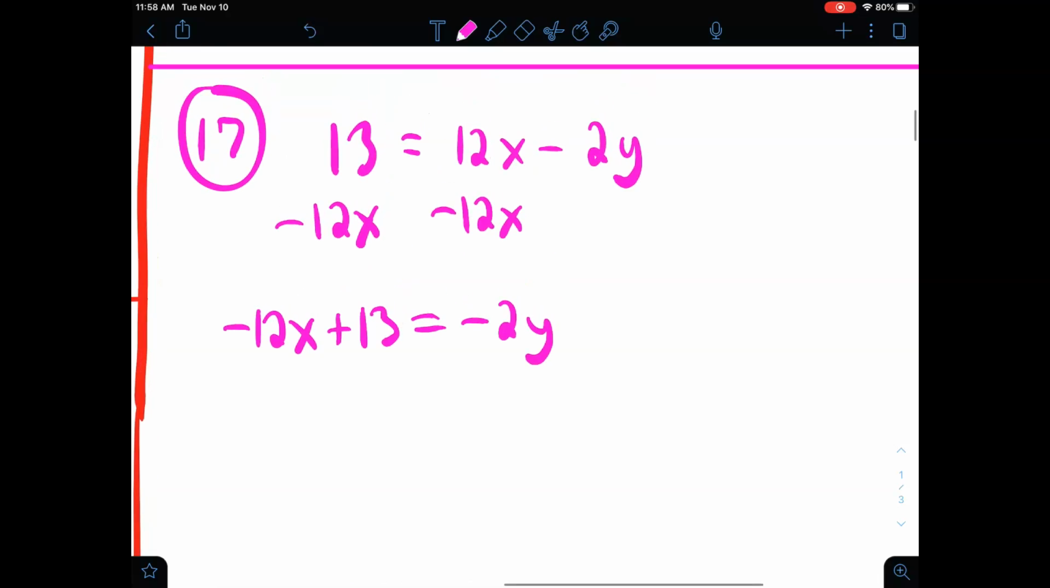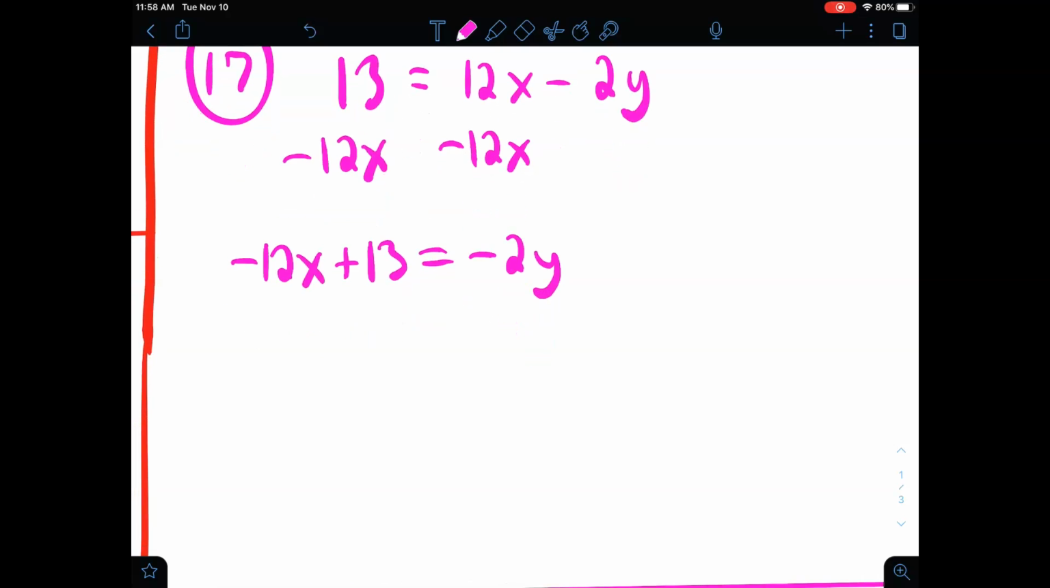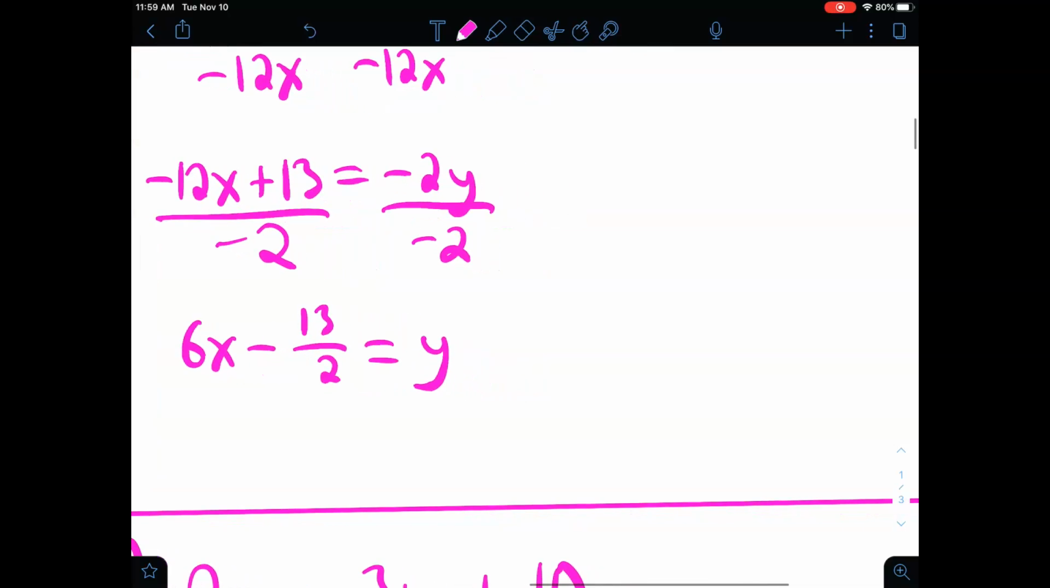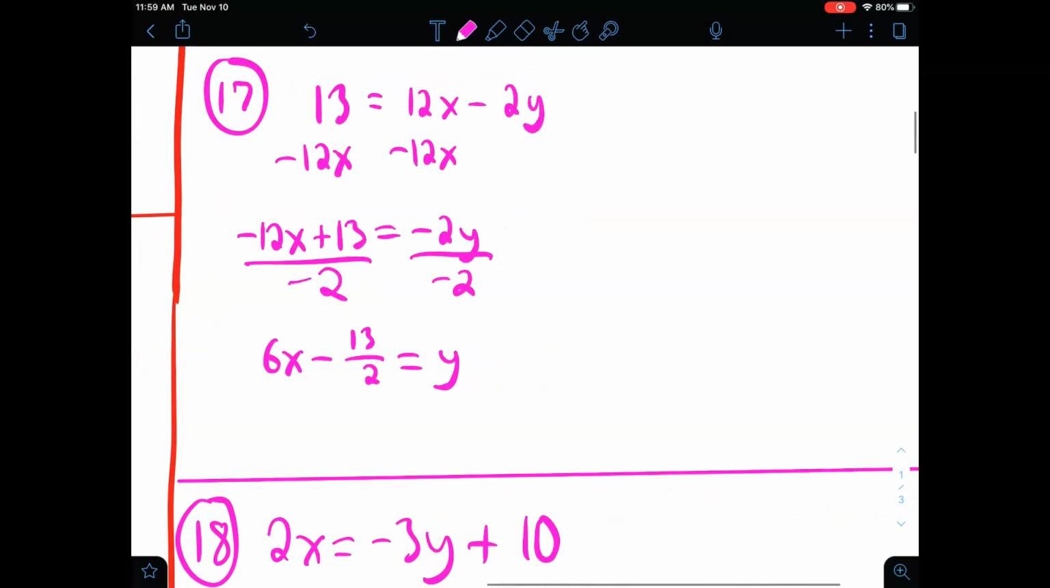All right, now how do I solve for y? Last step, divide by negative 2. So negative 12x divided by negative 2 is going to be 6x. And then 13 does not divide by negative 2 because 13 is a prime number, so we're going to get minus 13 over 2 equals y. So that's fine as the final answer, or I like to rearrange it with y on the left-hand side. So it's going to be y equals 6x minus 13 over 2.